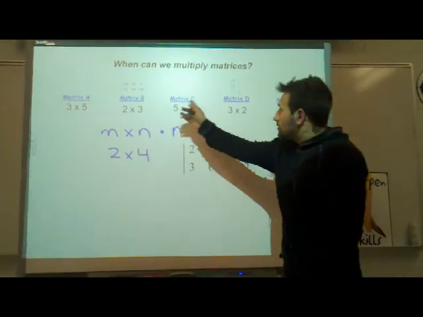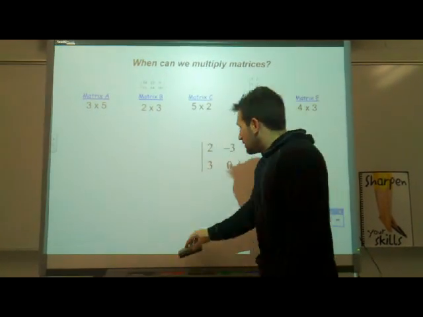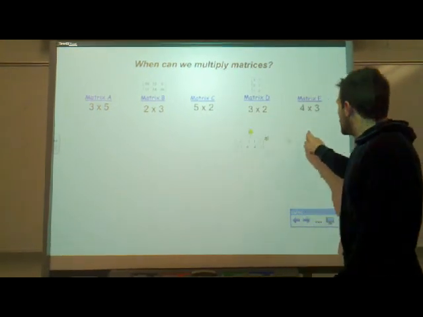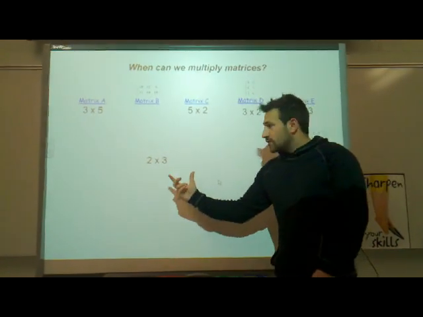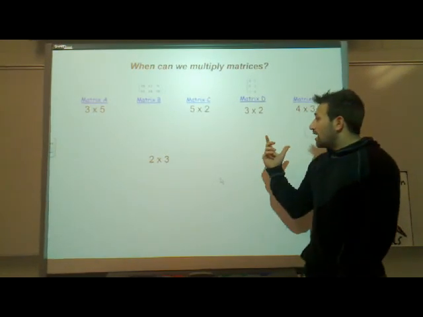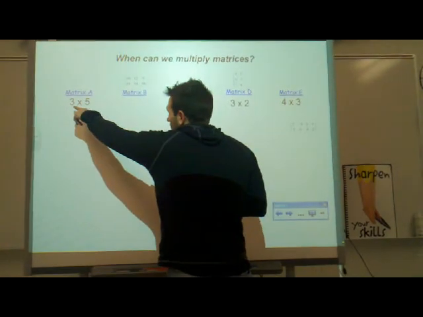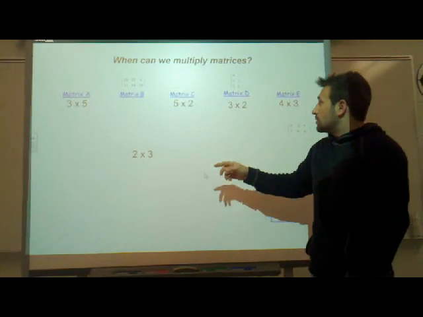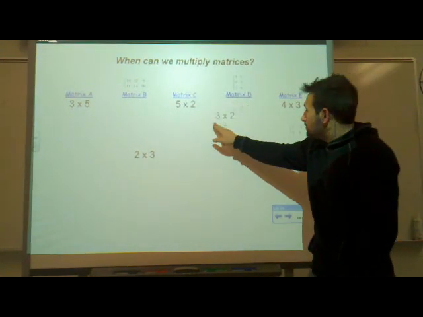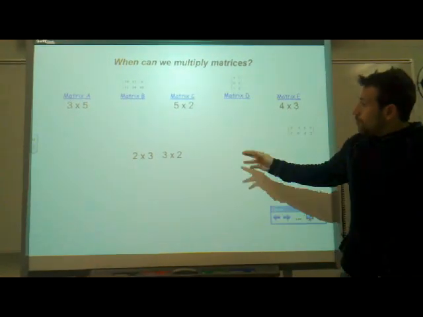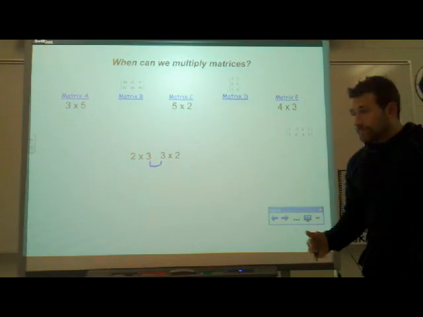So let's look at these 5 matrices up top, or the 5 dimensions up top. Let's see if we can find 2 that we can multiply together. Let's pick matrix B. We need to find another matrix that has the rows equal to 3. And looking up here, we see that either this one, matrix A, we can multiply by, or matrix D, because its rows are equal to matrix B's columns. So let's pull matrix D down. By pulling it down, we see that the 2 inside numbers are the same, so we can multiply them.